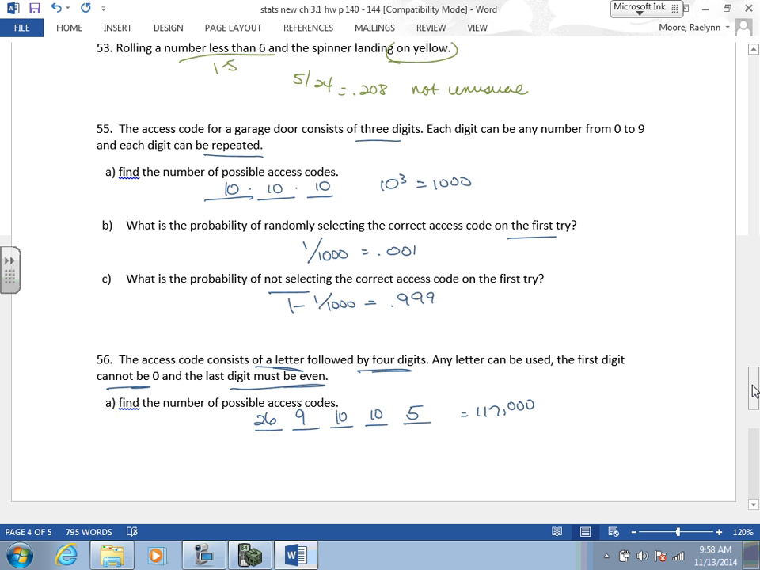The access codes consist of a letter, 26 possible letters, followed by 4 digits. Lay them out. Any letter can be used. The first digit cannot be 0. So you got 1 less, no 0. And the last one, even. 5 out of 10 are even. 0 counts as even, because that's the 10, technically. Good.